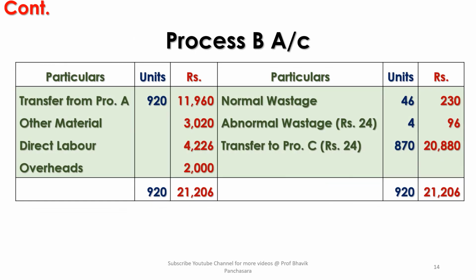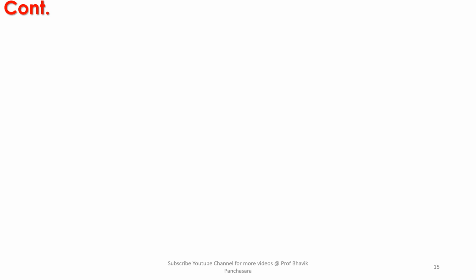Now this 24 rupees cost per unit we will apply for the units of abnormal wastage as well as the units that we have transferred to process C. So 24 into 4 means here we will receive 96 and 24 into 870 means here we will receive 20,880. Now we will make the total of the amount column on both sides and that will tally, that is 21,206.